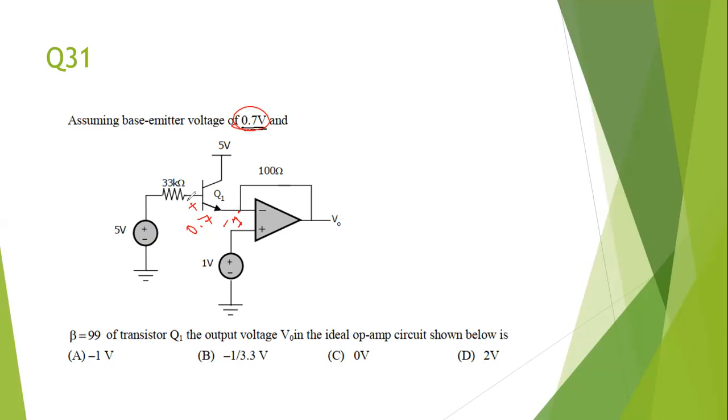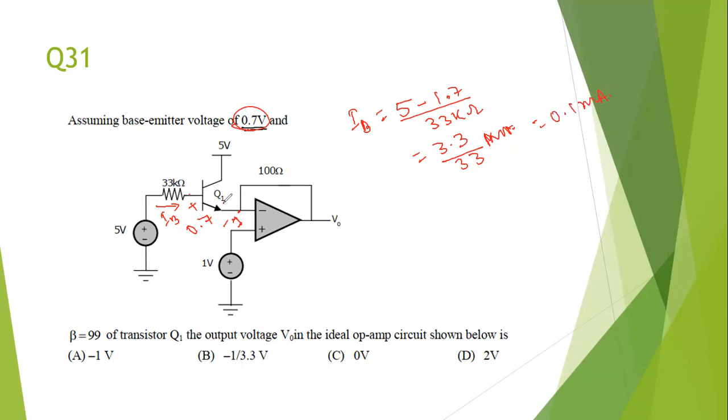Okay. Now, this is 5 volt. So what's this current? Let's say this current is the base current IB. So IB equals 5 minus 1.7 divided by 33 kilo ohm. So this is 3.3 upon 33 kilo ohm, in milliampere. So this is equal to 0.1 milliampere.